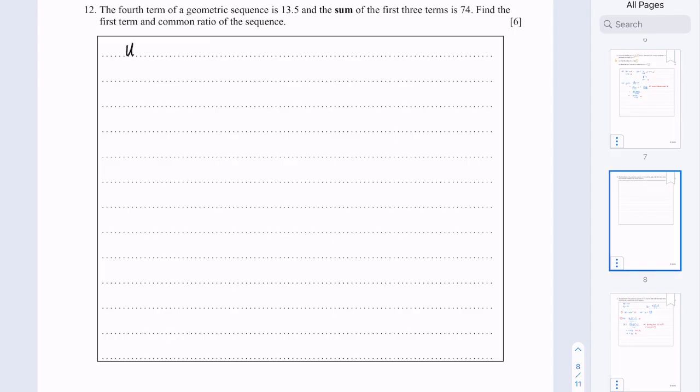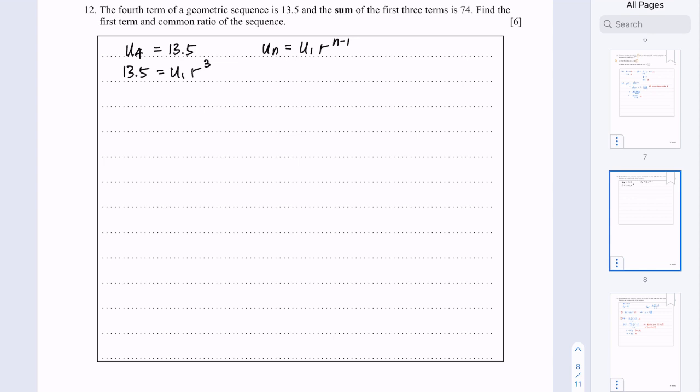I'm going to start by writing down my knowns. So I know that u sub 4 is 13.5. What I also know is that the formula for the general term of a geometric sequence is u sub n is equal to u sub 1 times r to the power of n minus 1. So in other words, I can write the fourth term as 13.5 equals u sub 1 times my unknown r raised to the power of 3, since it's the fourth term.